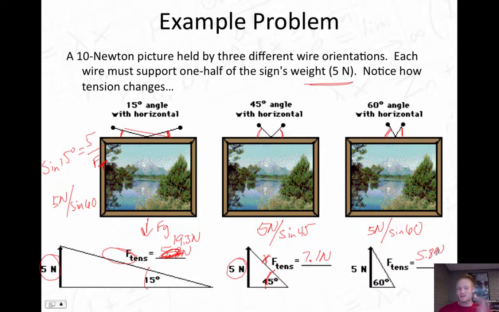So notice as the angle with horizontal becomes closer and closer to being vertically up and down, the tensional force gets smaller and smaller until eventually, if I were to have a fourth picture and I hang these wires just straight up and down, what would the tensional force be on those? Well, F tension would equal 5 newtons. It would exactly balance out the force of gravity.